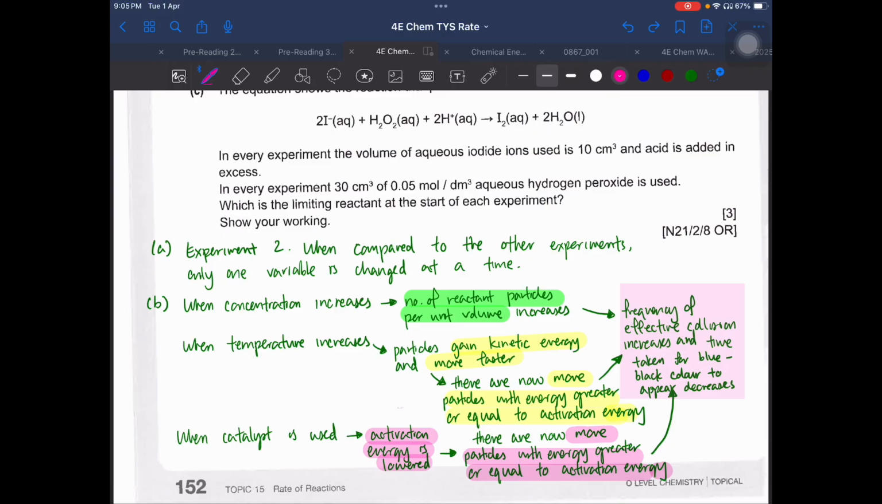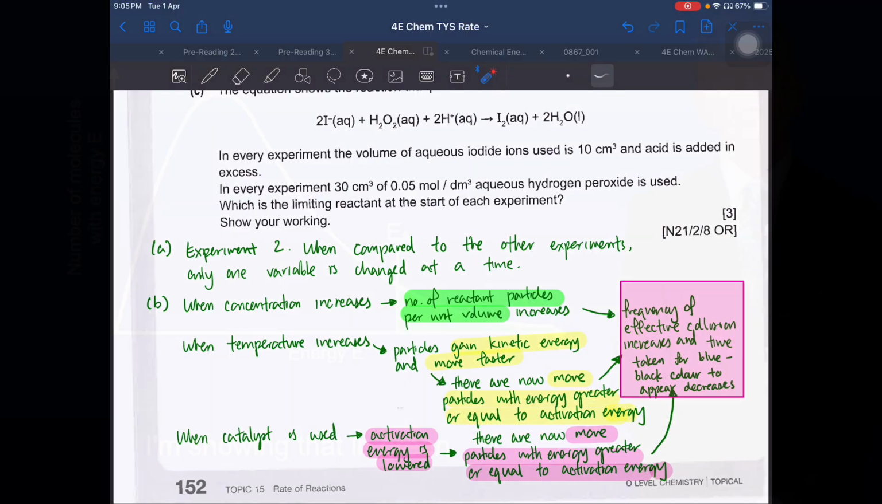Don't memorize the explanation, because usually when students memorize the explanation, that is where they start to write things that are a bit contradicting, and end up getting penalized by themselves because of the way they phrase things. So try to understand what we mean by more particles with energy greater or equal to activation energy.